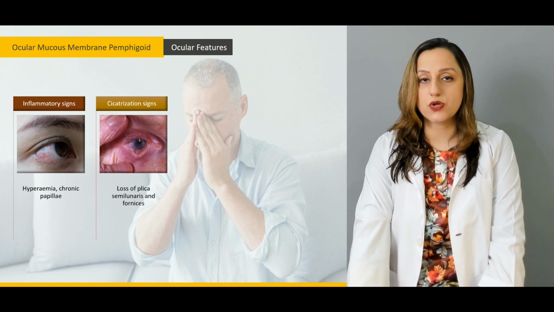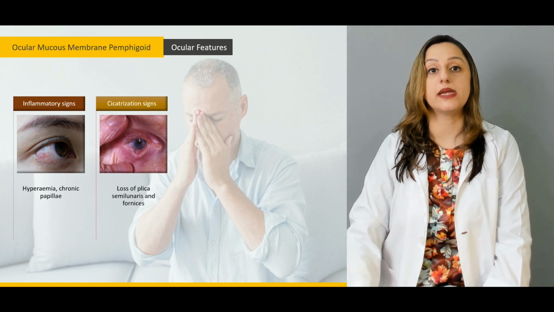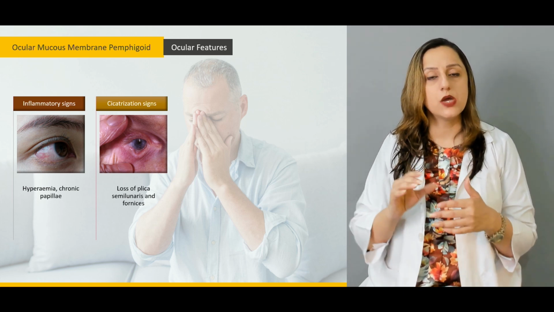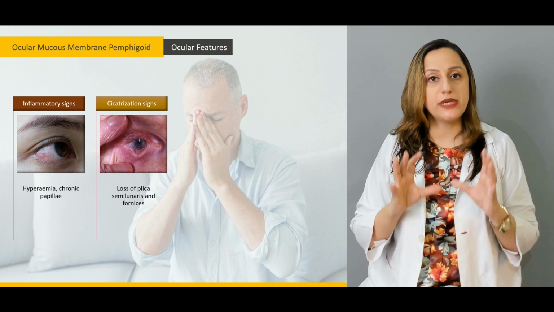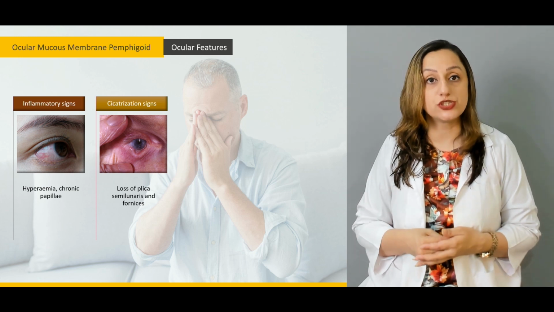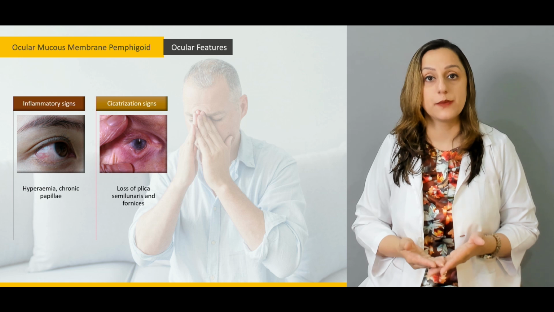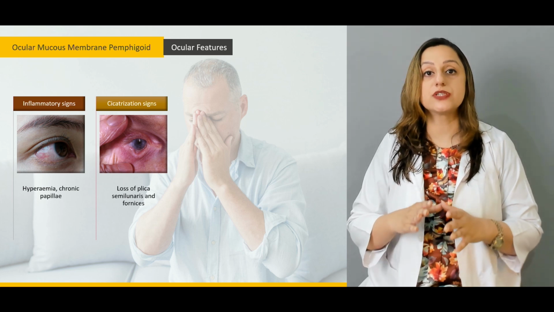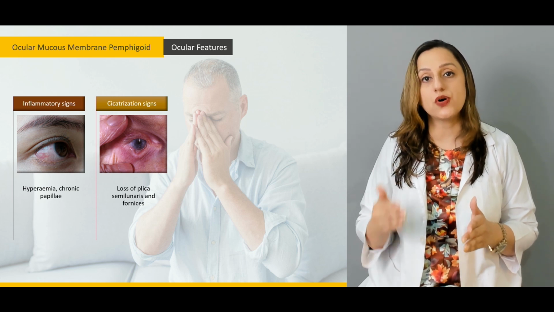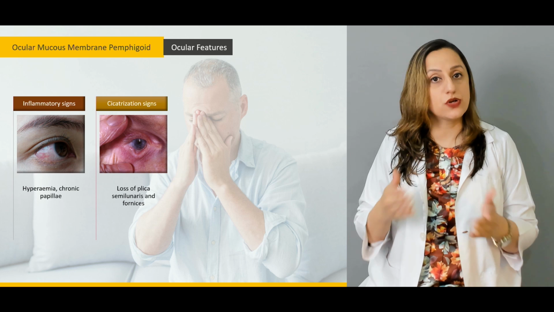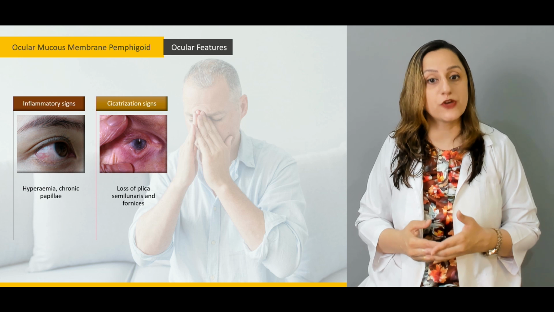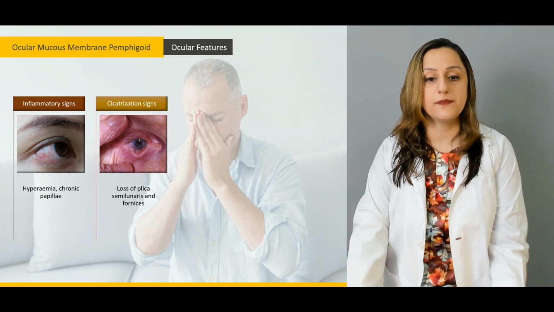We will have the loss of the plica semilunaris, which is located most medially at the medial canthus. We have a semilunar fold at the medial canthus, which is quite a normal phenomenon, physiologically present over there. It is known as the plica semilunaris. If there is obliteration of the plica semilunaris, it indicates some sort of chronic or long-standing inflammation in the eyes, which can be this mucous membrane pemphigoid.